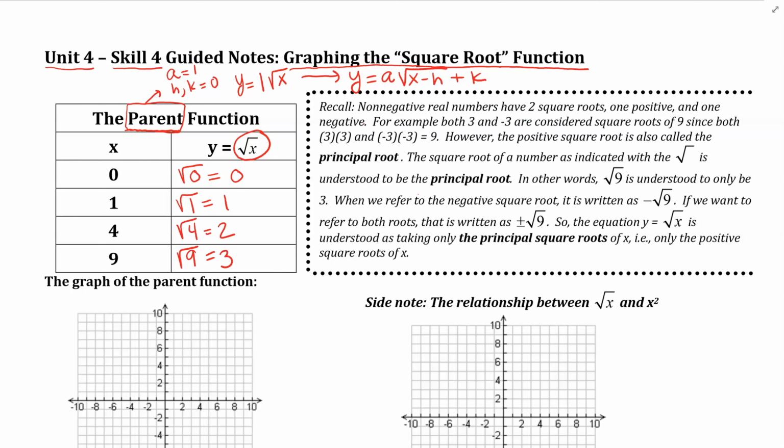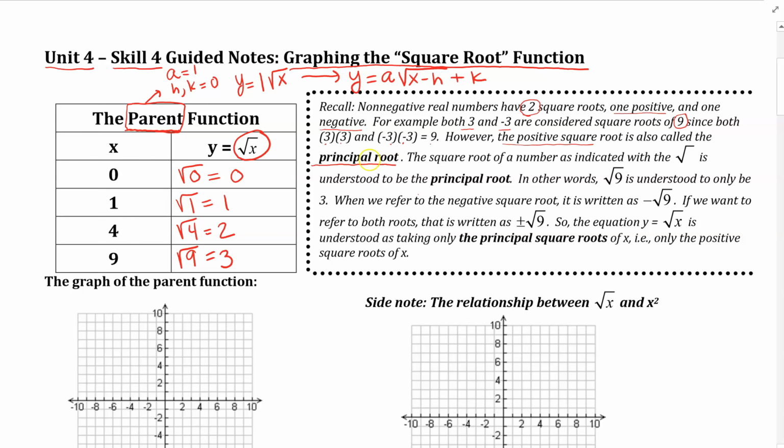So if you recall, any positive real number will have two square roots. That is true. It'll have a positive root and a negative root. Okay, so I just chose 9 as an example. You could say that both 3 and also negative 3 are considered square roots of 9, since both of them, if you squared them, would equal 9. But there's another name we call the positive square root. It's also known as the principal root.